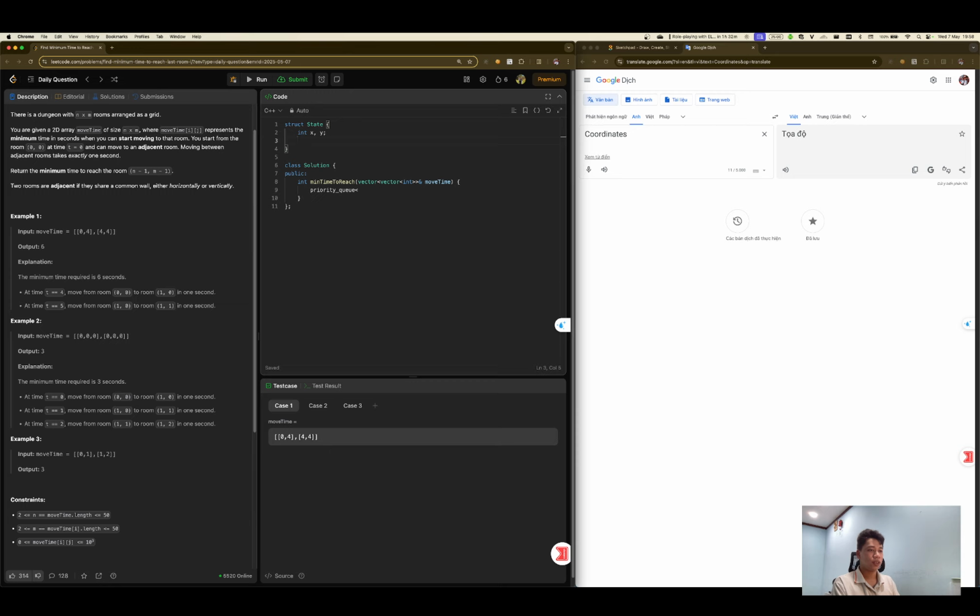Coordinate, yes. x and y represent the coordinate. We use the weight, and the weight is the shortest path, the sum of the path from the starting room to the current state. That's the current coordinate x and y, and it's the state.